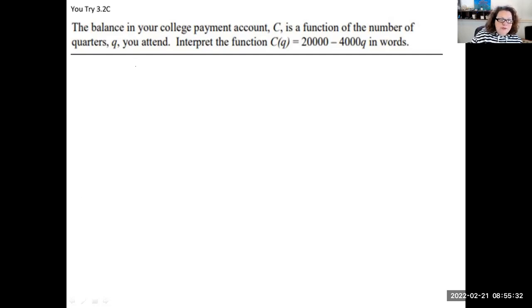So C of Q is equal to 20,000 minus 4,000 Q. This is just like what we did with the police officer one in regards to, I want you to interpret, and there's going to be on pretty much every function that you create in your exam, I'm going to ask you to interpret the function. So you're going to need to be able to put it into words what this means. Pause the video and attempt this on your own first before you come back and see what I do.